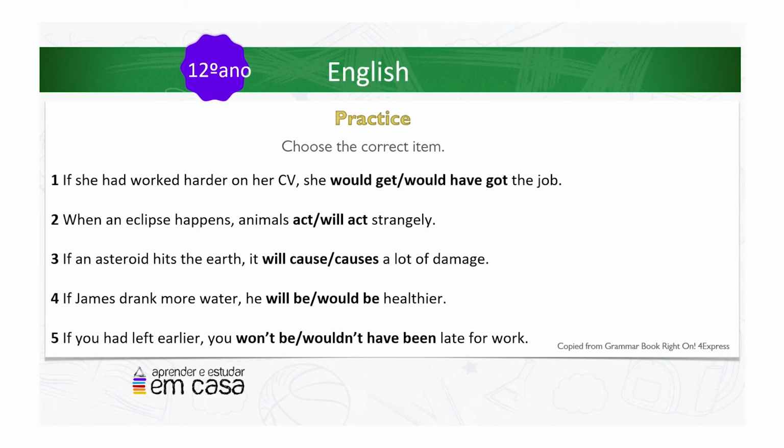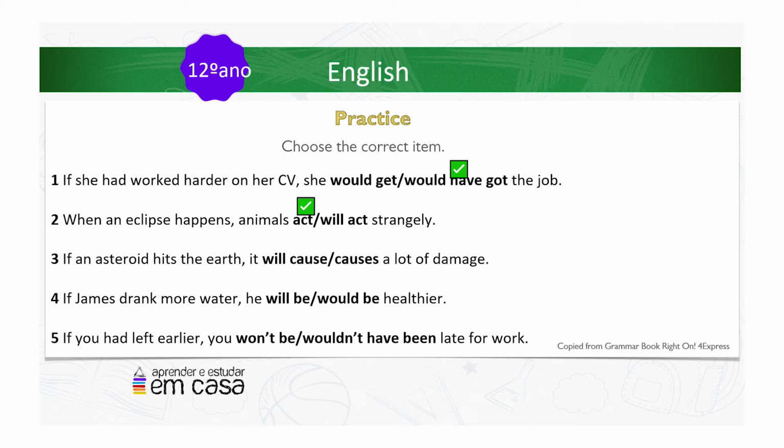So this is an exercise just to make it clear in your mind because it's a lot of things going on. Let's check if you can do this exercise. Are you ready? I know you have your notebooks, pens, pencils and erasers, so let's do it. If she had worked harder on her CV, she would get or she would have got the job. What do you think? If she had worked, she would have got. So we have here had, so it's the third conditional.